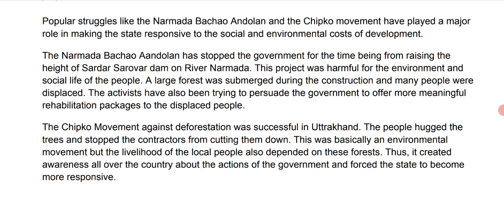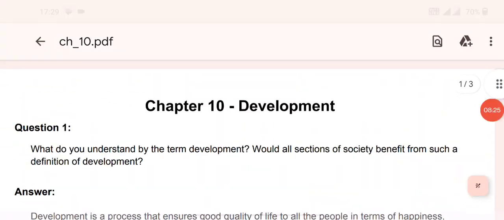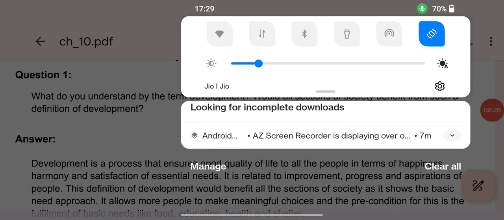The Chipko Andolan was a movement against deforestation that was successful in Uttarakhand. The people hugged the trees and stopped the contractors from cutting them down. This was basically an environmental movement, but the livelihood of the local people also depended on these forests. Thus, it created awareness all over the country about the actions of the government and forced the state to become more responsive. So, these are the questions of the chapter on development, class 11 political theory.